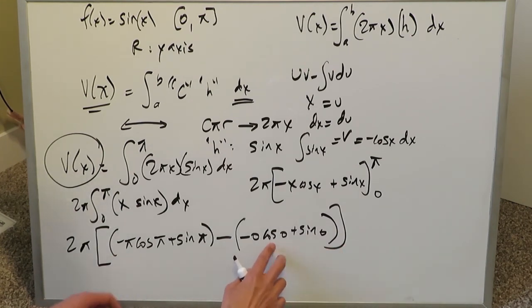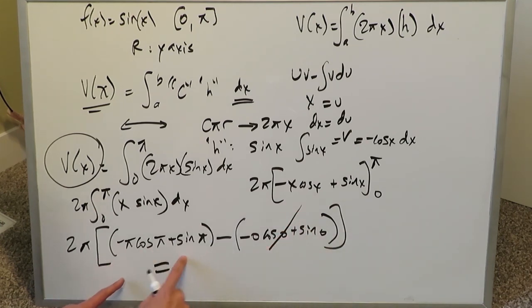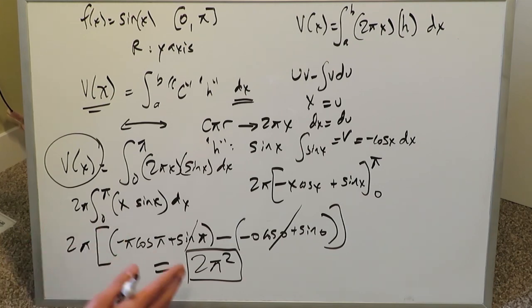Cosine of 0 is a 1, but it gets zeroed out by this. Sine of 0 is a 0. All of this zeroes out. Essentially, what you're looking at is this right here. Sine of pi is a 0. Cosine pi is a minus 1. That minus 1 hits with this minus pi. You get a positive pi. That positive pi multiplies with this 2 pi, and your answer is 2 pi squared. And you can do a numerical value here. Just do pi squared on your calculator and multiply by 2, and you'll get a good numerical answer.